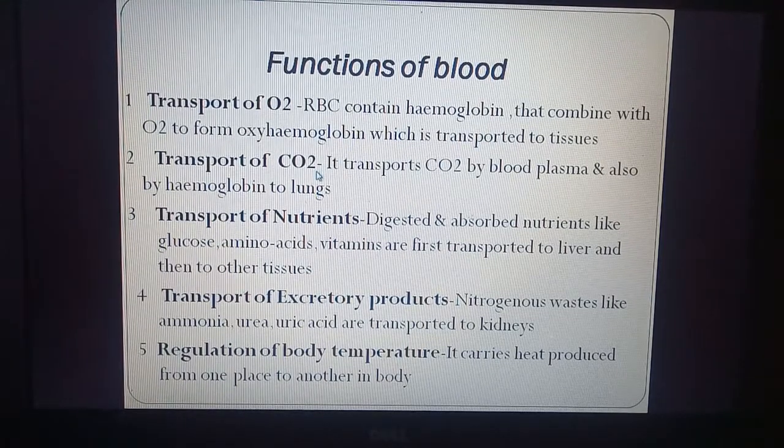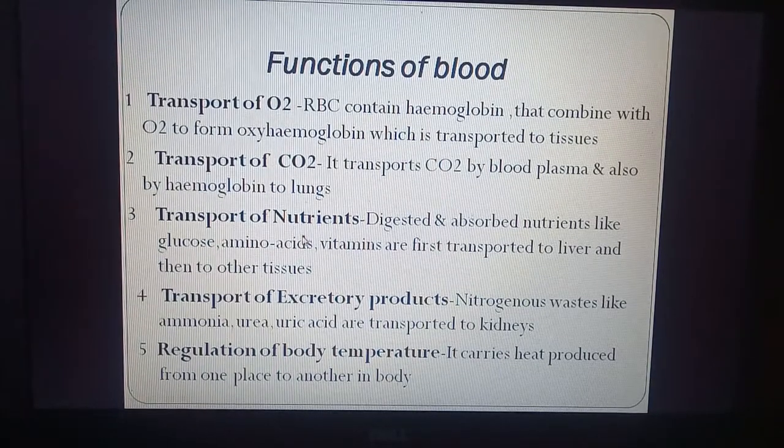Second function is transport of carbon dioxide. So blood transports carbon dioxide. Mainly the carbon dioxide is transported by plasma in dissolved form. So carbon dioxide dissolves in plasma and forms carbonic acid. A smaller amount of carbon dioxide is also transported by hemoglobin to the lungs.